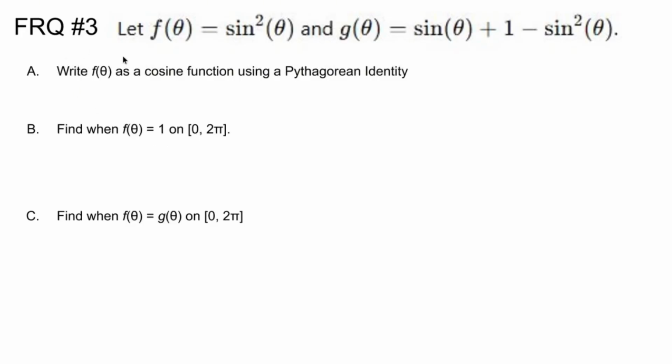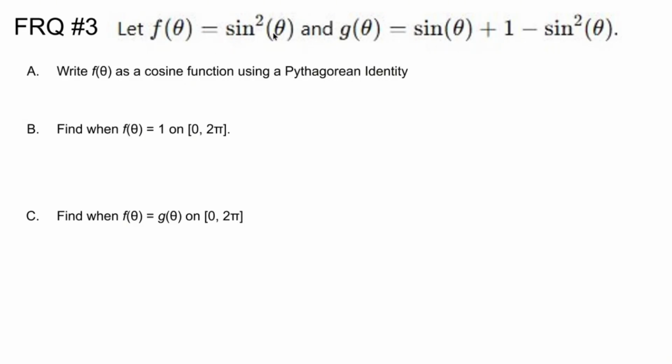Free response question number 3 on the Unit 3 practice test. Let f of theta equal sine squared theta and g of theta equal sine theta plus 1 minus sine squared theta. Write f of theta as a cosine function using a Pythagorean identity.